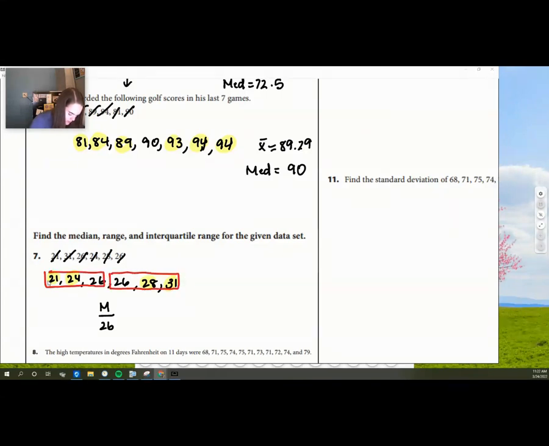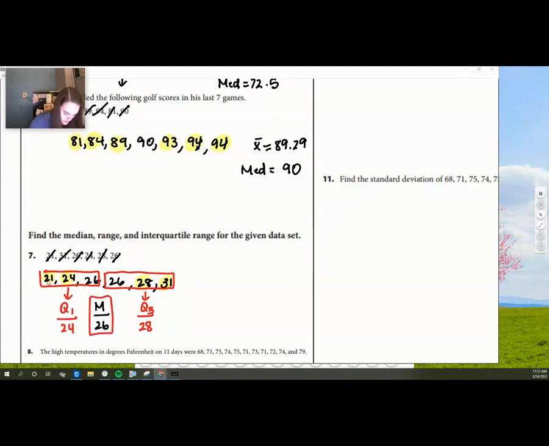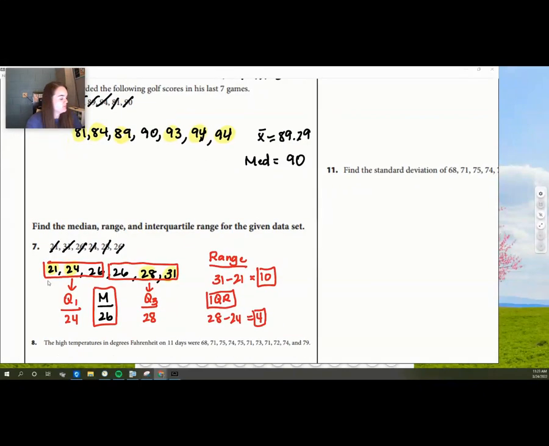Okay, our Q1 is the middle, so that's 24. Our Q3 is the middle, it's 28. All right, now we're going to find each piece. They asked us for the median, which we already found. They asked us for the range, which is simply 31 minus 21, which is 10. They asked us for the IQR, which is 28 minus 24, which is 4. So there are the three pieces they asked for. Go ahead and do number 8 on your own.